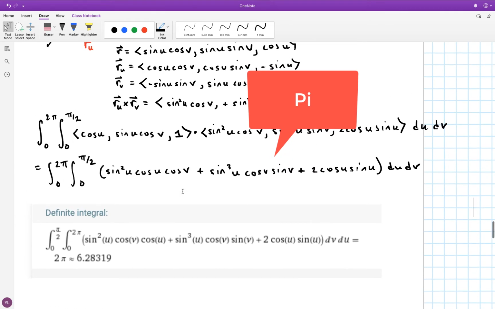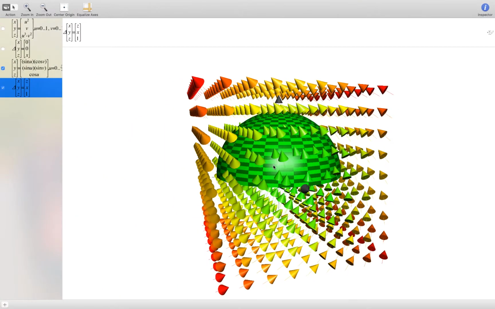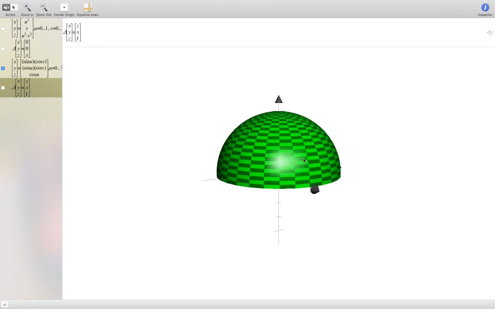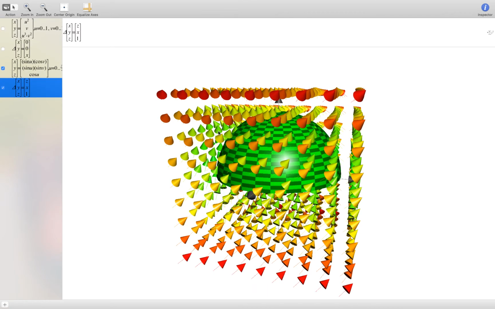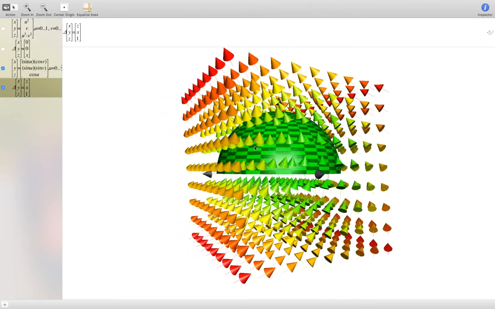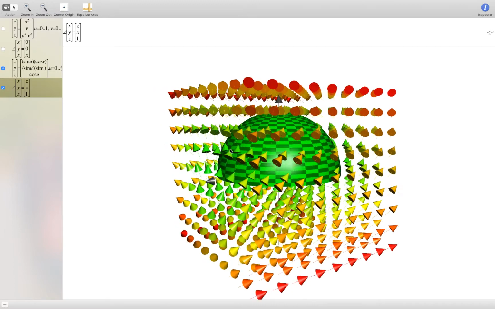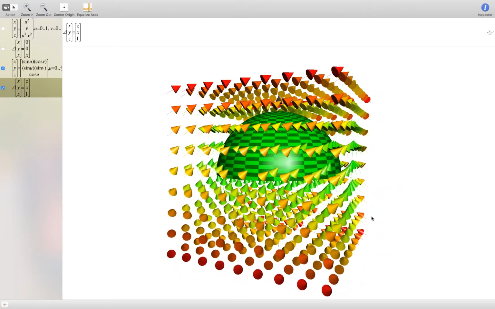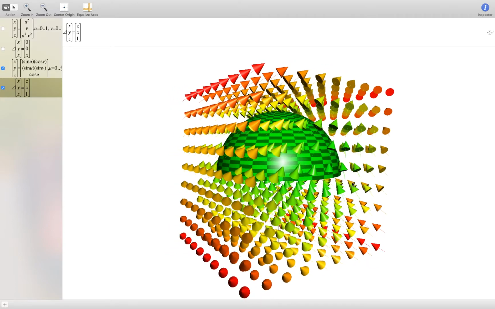Let me go ahead and look at an image of this flux. I'm going to graph the vector field as well as the surface here. Without the vector field, you can see that I've got my unit hemisphere here. And when I add the vector field in, I can see that overall I'm getting upward flow. If you inspect the arrows carefully, most of them are going up and to the left or the right or whatever.